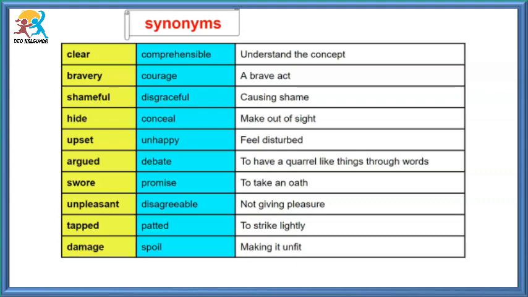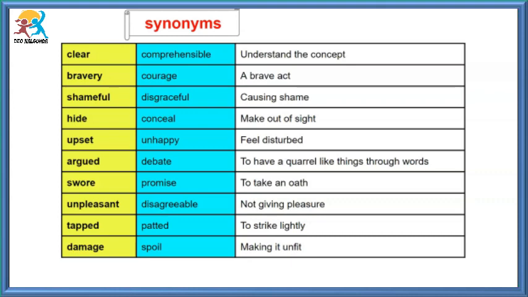Like bravery. Bravery means courage. You can use courage in the place of bravery. Shameful, disgraceful means causing shame. Hide means conceal. Conceal means covering, make out of sight, to not be seen. Upset means unhappy. You might have heard this. Feel disturbed. Argued means debate, to have a quarrel through words, like a fight, but with words.